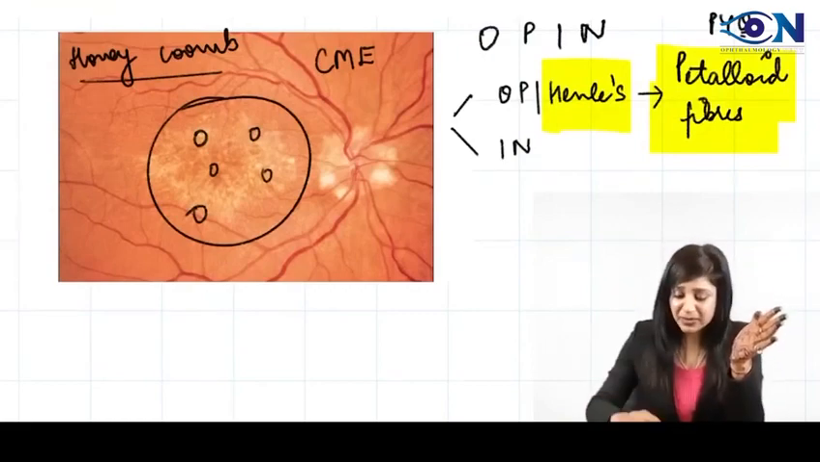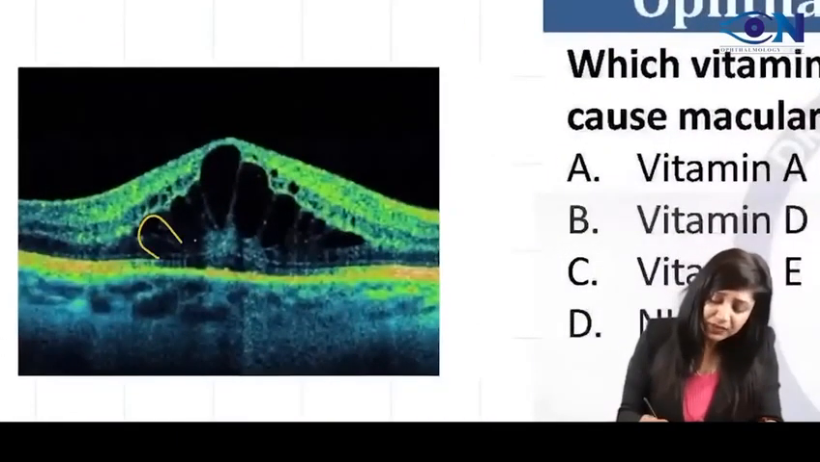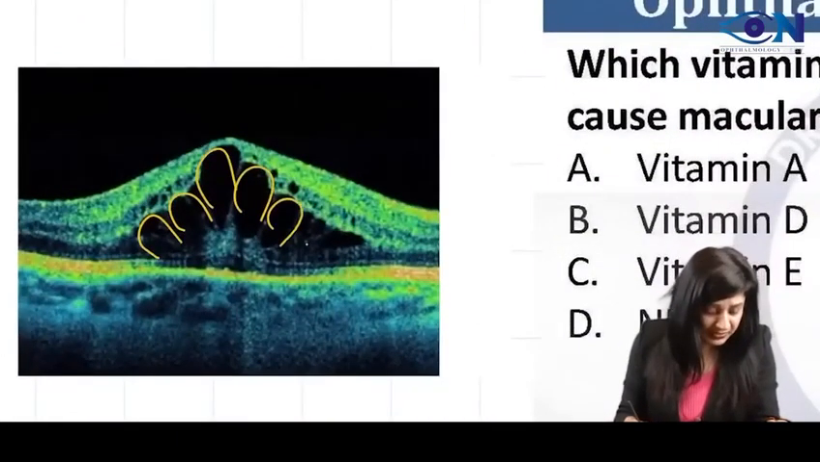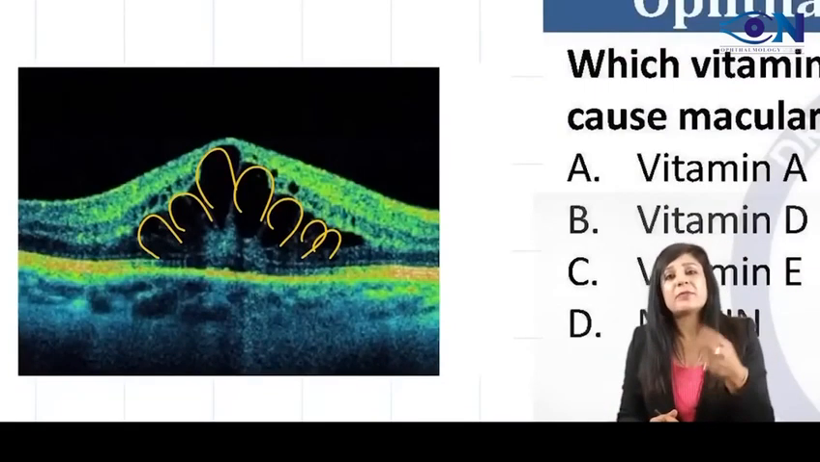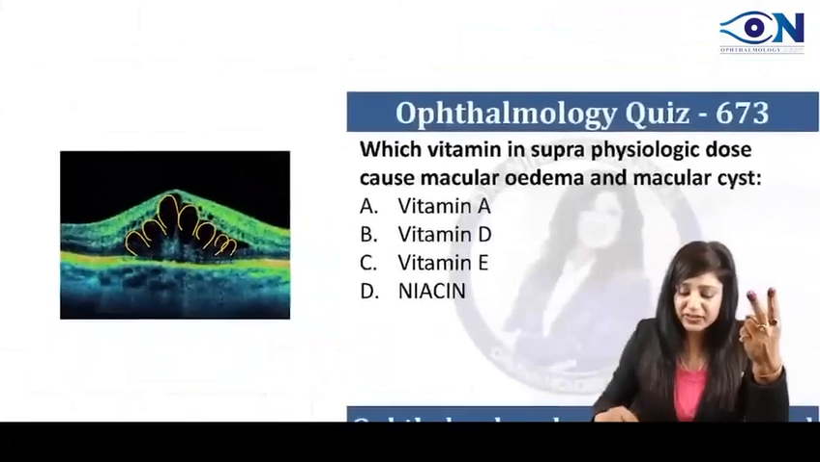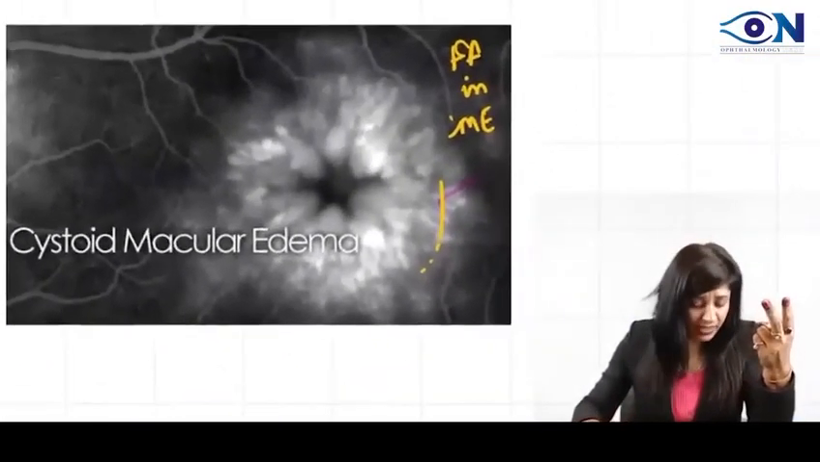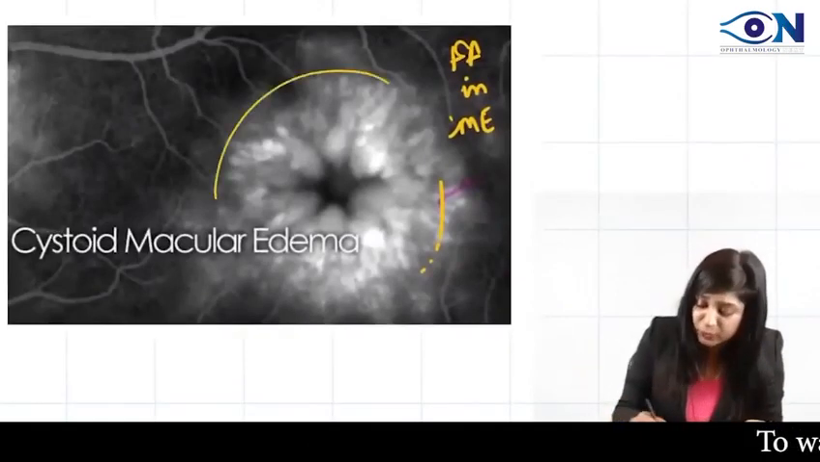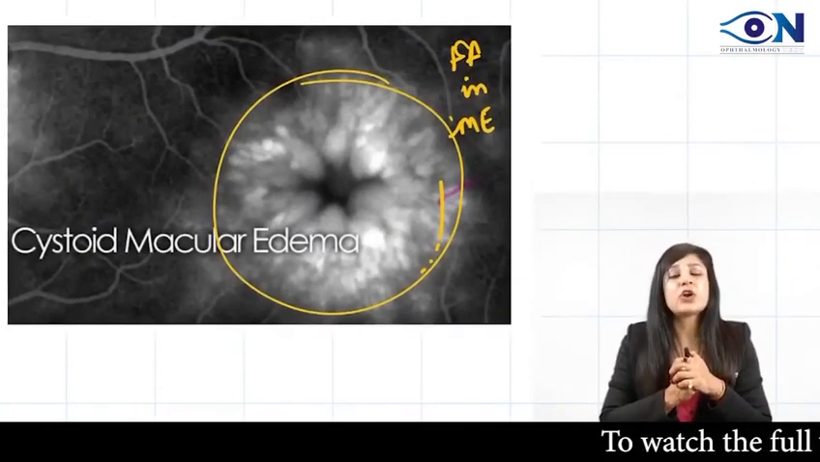CSR versus CME. See the OCT of CME, you can see the cyst-like spaces here. These are the cyst-like spaces. So these cyst-like spaces are cystoid macular edema, honeycomb appearance in the fundus, and if you see the FFA, very beautiful flower petal appearance. The beautiful flower petal appearance in the cystoid macular edema.